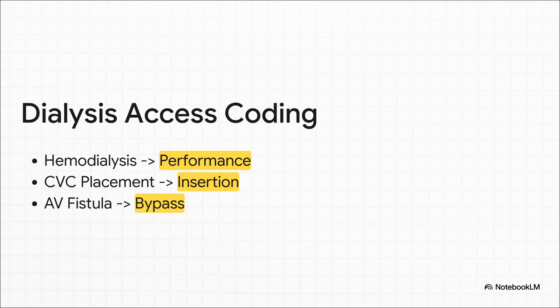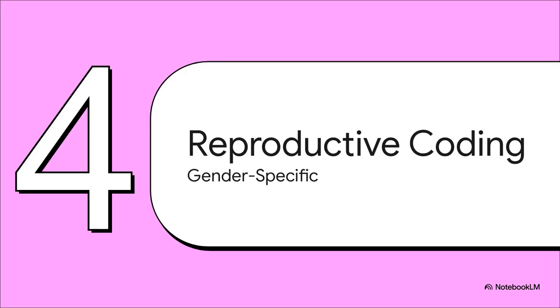Next, putting in a central venous catheter for access, that's the root operation insertion, character H. And finally, creating an AV fistula, which physically reroutes the blood flow, is coded to the root operation bypass, character 1. Section 4. Reproductive System Coding.